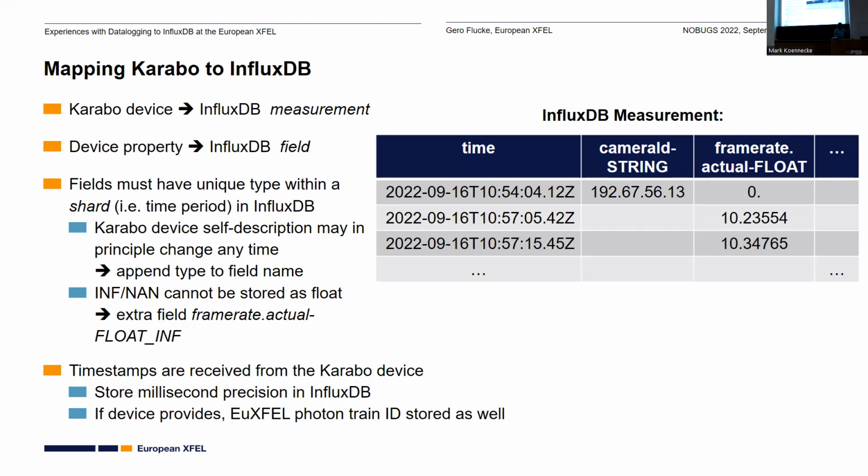As said, the timestamps are received from the device itself. We store in the database in millisecond precision, and we also store our XFEL internal photon train ID if provided by the device.